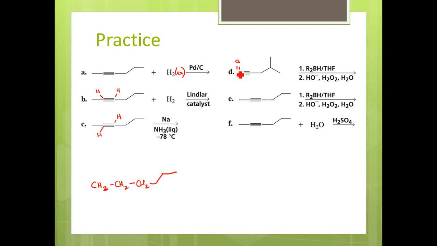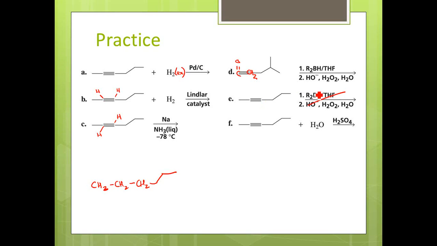All right, on D, we have our boron, so we have the hydroboration thing. So all we're going to remember is that's going to take our triple bond and put a carbonyl, or a carbon double bond into the O on the end. The other side becomes just a CH2.